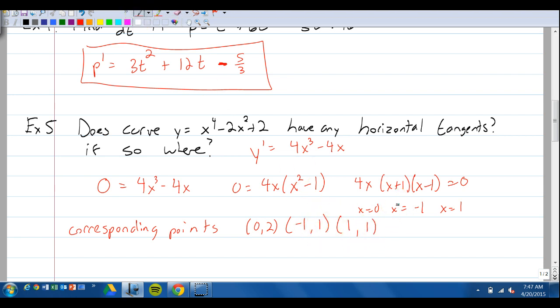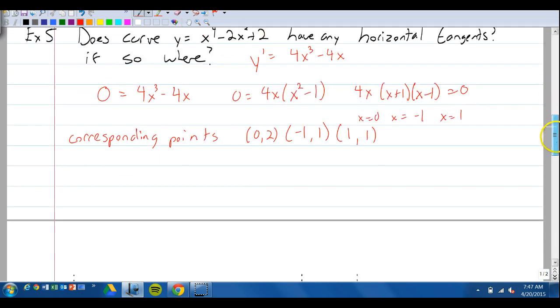Okay, so those are the 3 spots where you have a horizontal tangent. Okay, so now let's go on to the next page.